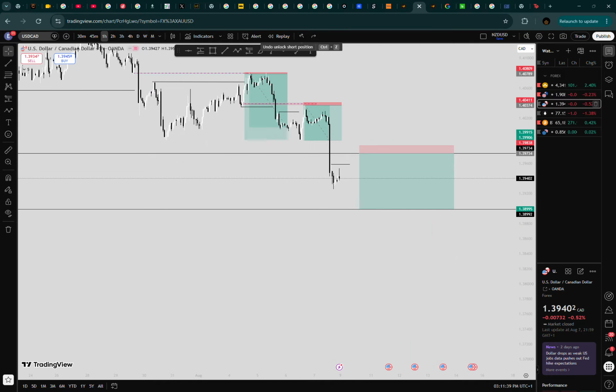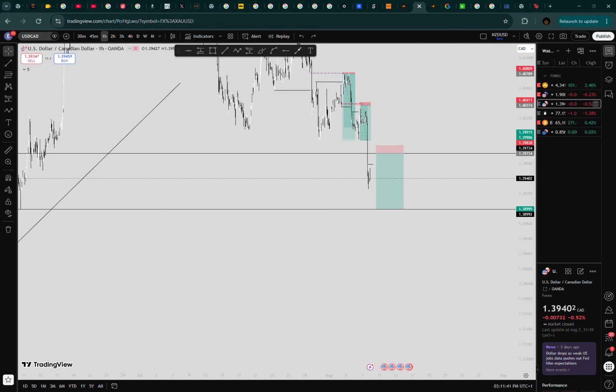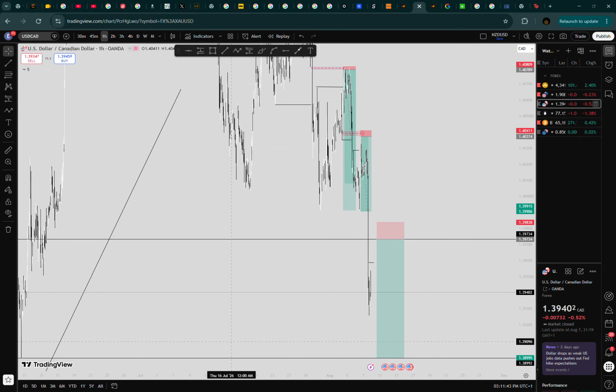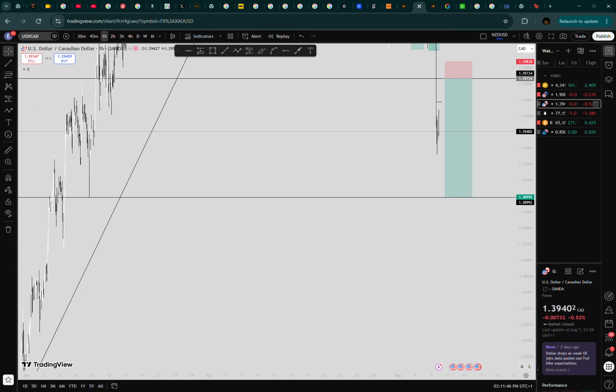Or the nearest structure. The nearest structure is even better. So just put your TP at the nearest structure.